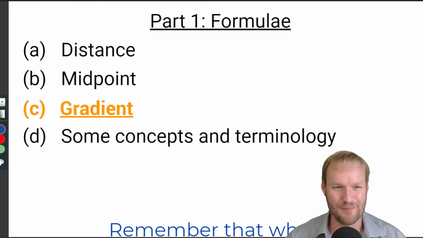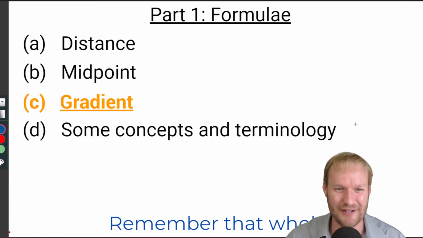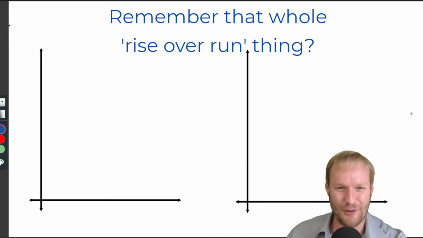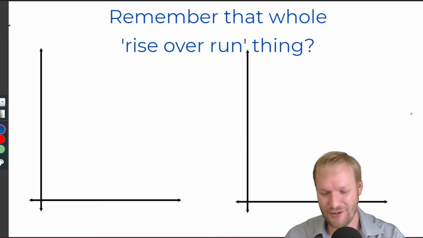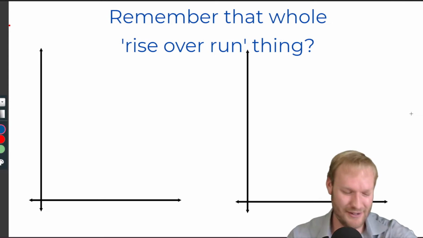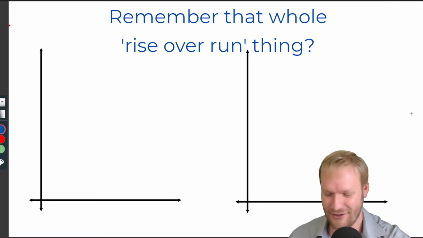Okay, welcome back. Our last formula is the gradient formula, in part 1, and we're in the third video here. The question is, remember that whole rise over run thing. We've got two axes here, and we're going to look at an example on the left and then see how we can generalize on the right.